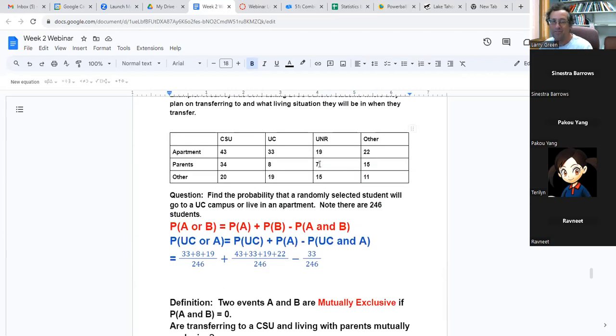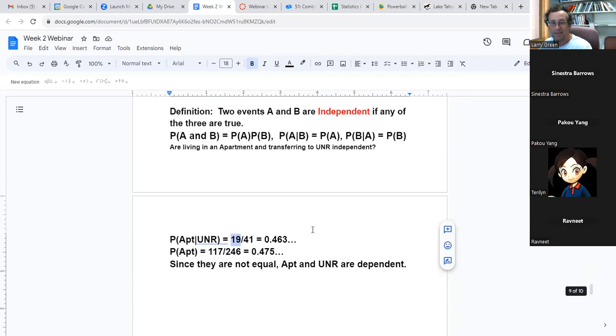By the way, 19 plus 7 is 26. 26 plus 15 is 41. A calculator is always a lot easier if you don't want to do what I'm doing, which is do it in my head. And I recommend using a calculator on a test so you don't make mistakes. So you get 19 over 41. I put that in a calculator and I got 0.463 and a bunch more decimal places.